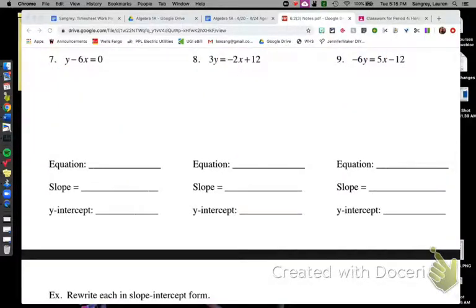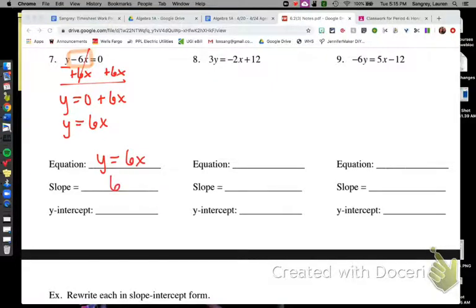Number 7, is the y alone? The answer is no. We have to undo this -6x. So to undo that, we are going to add 6x to both sides. So we are left with y equals 0 plus 6x. We don't normally write the 0, so it's just y equals 6x. Now the slope is 6 because that's the number with your x. The y-intercept, remember, is 0. There is no y-intercept. Well, there is. It's at 0.